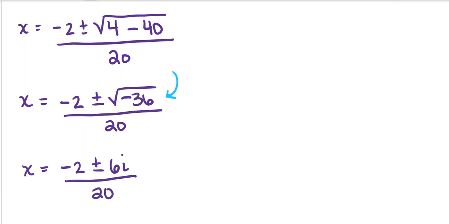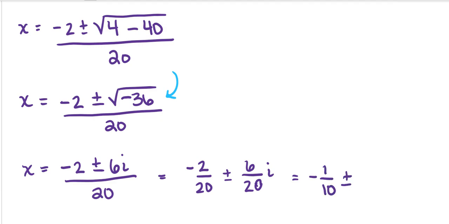When our solution involves the imaginary unit, we split that up into what we call the real number part, the part without the imaginary unit, and the complex number part, the part with the imaginary unit. So we would split that up into negative 2 over 20 plus or minus 6 over 20i. And then both those fractions will reduce by 2. So 2 over 20 reduces to 1 over 10. So negative 1/10 plus or minus 6 over 20 reduces by 2 to 3/10.